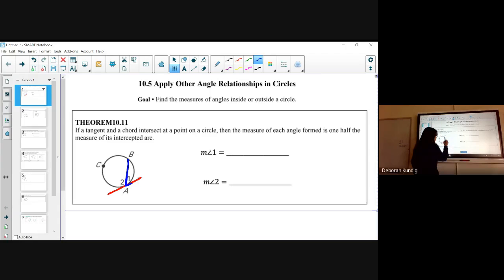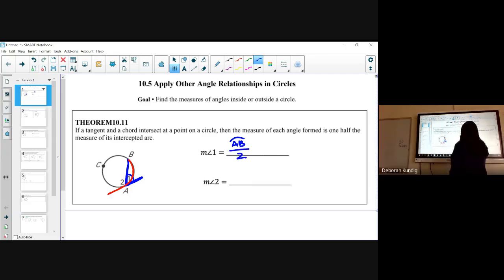So this angle right here, created by both this chord and this tangent, which is angle 1, is going to be half as big as its intercepted arc from B to A. So then that means the measure of angle 1 is equal to the arc of AB divided by 2. And you could think about it the other way. You could say 2 times angle 1 is equal to the arc of AB. That's the other way to think of that.